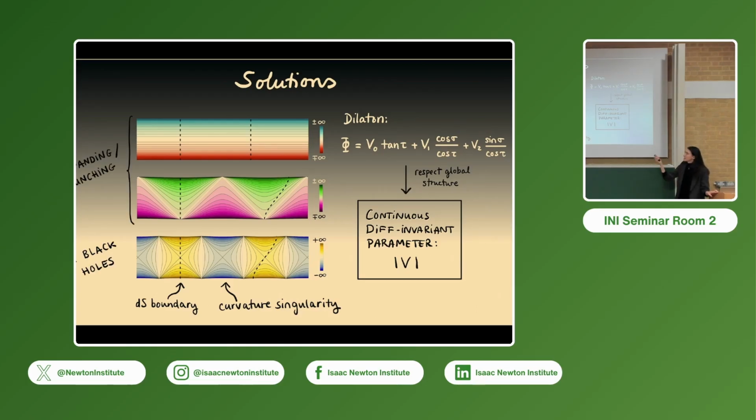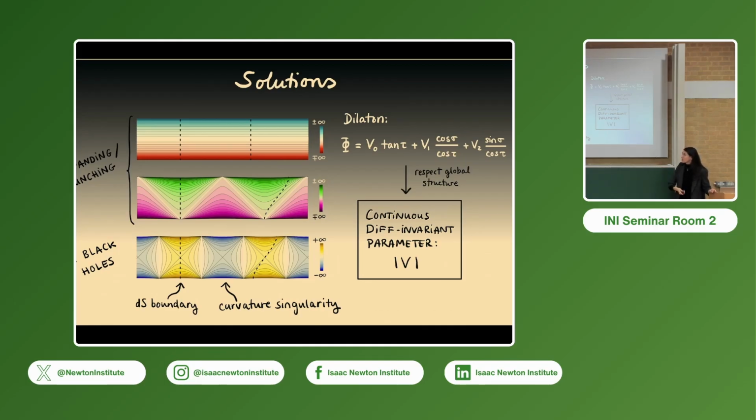So these three types of solutions correspond to expanding or crunching spacetimes in the first two, where the dilaton's going from minus infinity to plus infinity, or the other way around. And in the bottom one, we have n black holes, labeled by that integer n, interspersed with de Sitter regions, with inflating regions.